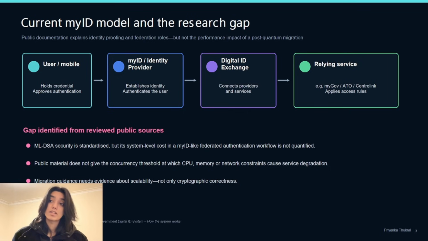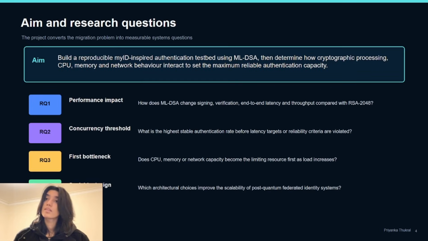Now, the gaps I have identified from the public resources: ML-DSA security is standardized, but its system-level impact in the myID federated authentication workflow is not quantified. Public material does not give the concurrency threshold at which CPU, memory or network constraints cause service degradation. The migration guidance needs evidence about scalability, and not only about cryptographic correctness.